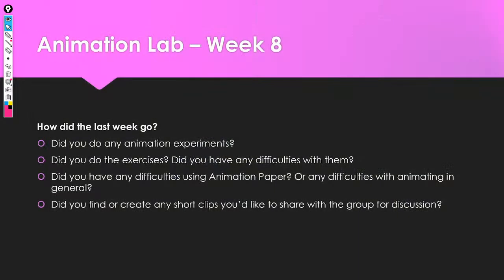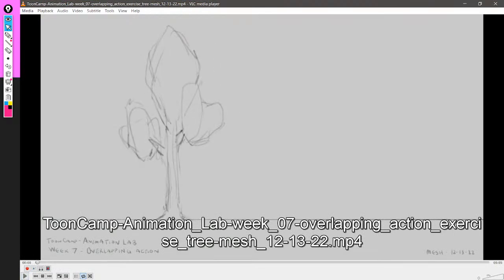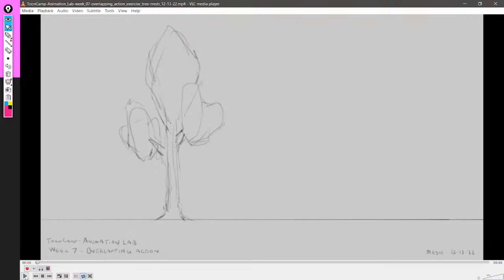Alright, so let's move on to the next thing. So those two are done. Let's take a look at Mesh's exercise. Mesh did the falling tree. Okay, that's a beautiful tree.